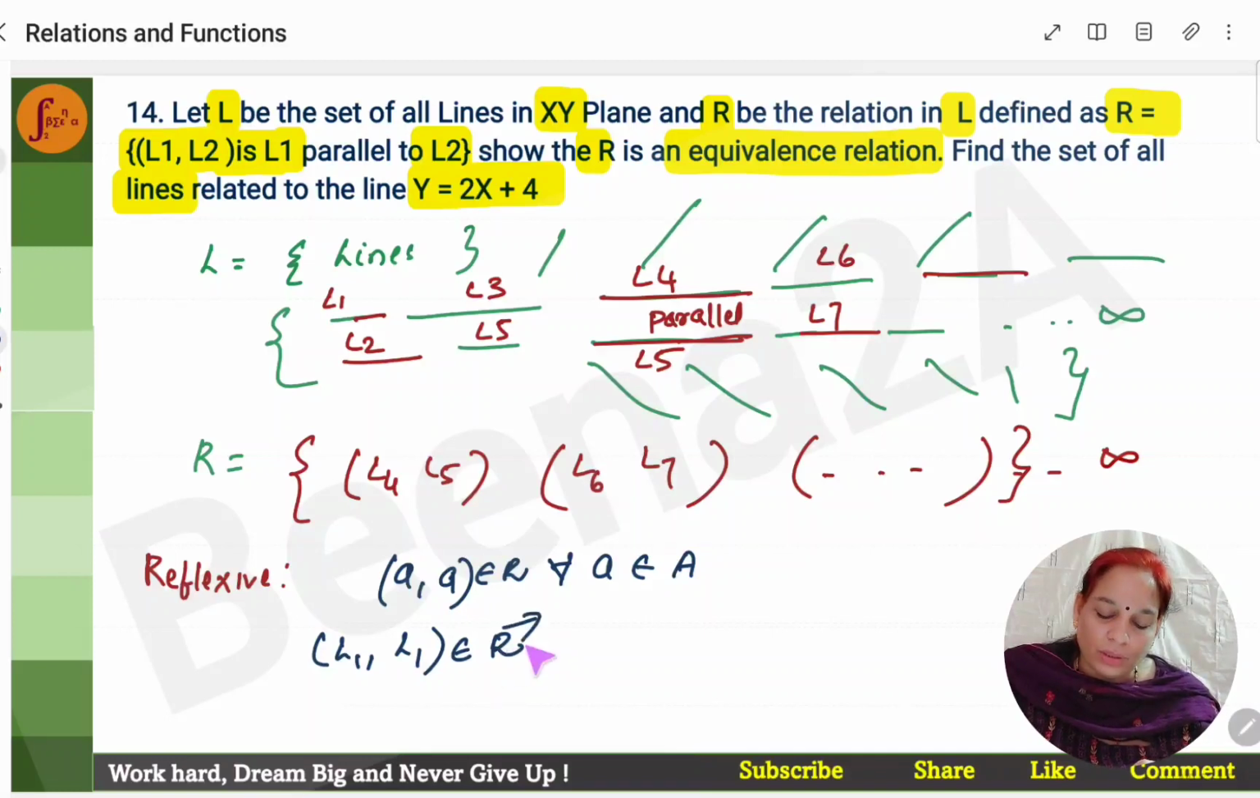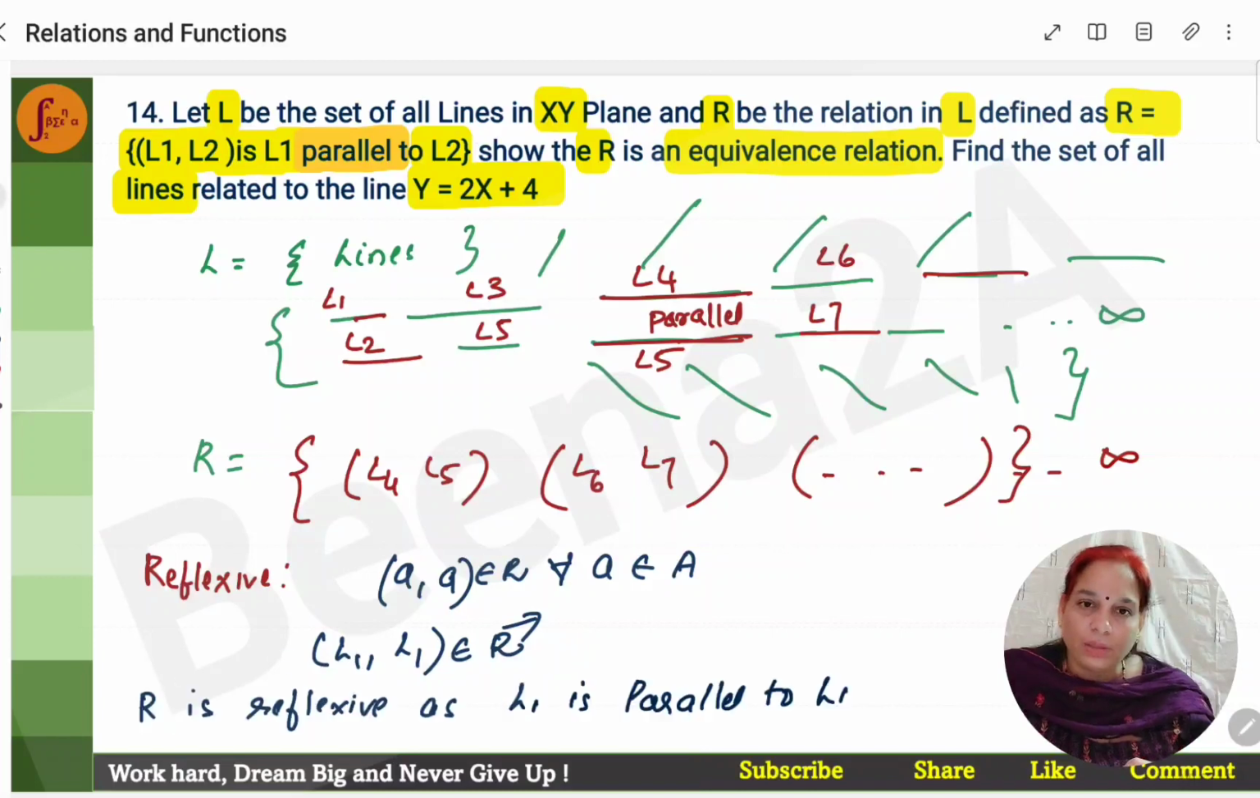Now what is the relationship here? It should be parallel. Can I say L1 is parallel to itself? Right? Every line is parallel to itself. Since every line is parallel to itself, you can say (L1, L1) belongs to R. So you can say R is reflexive as L1 is parallel to L1.